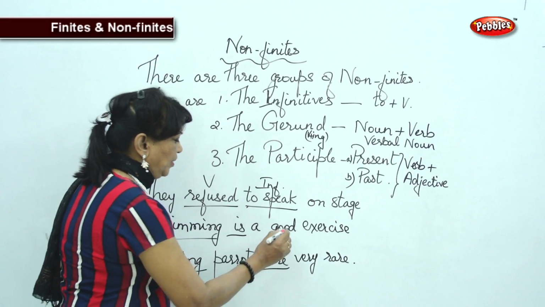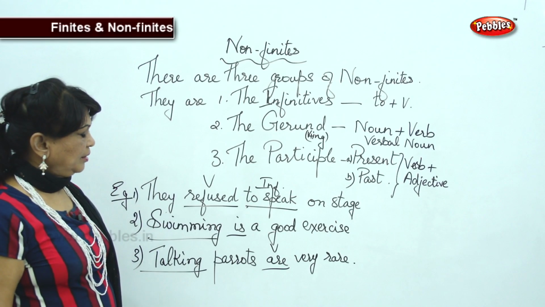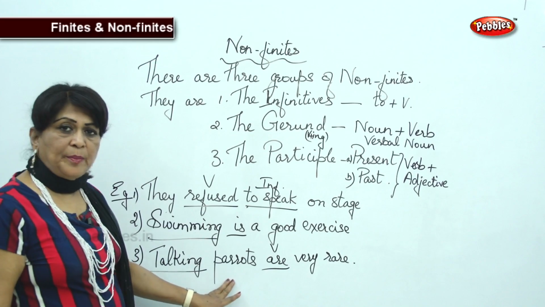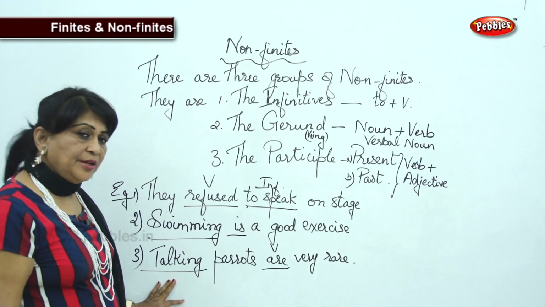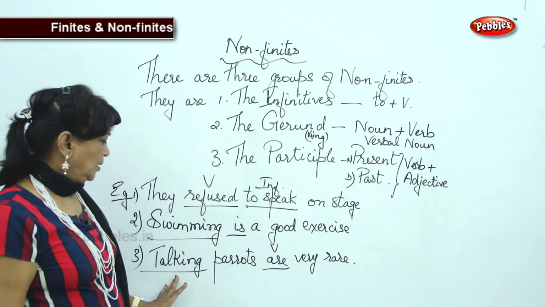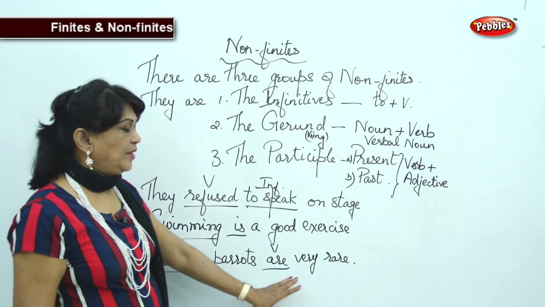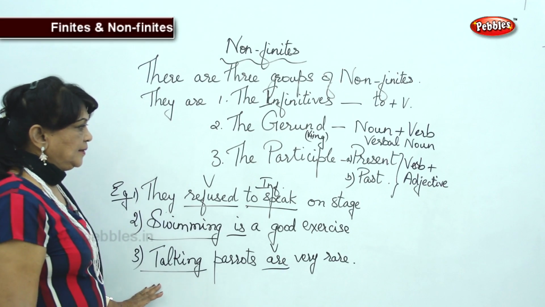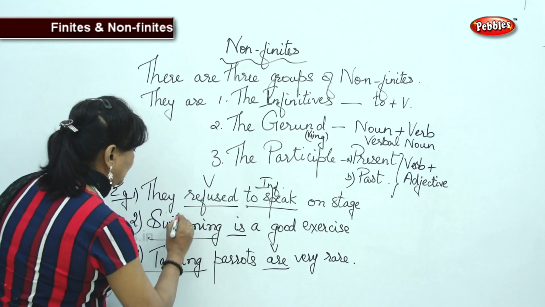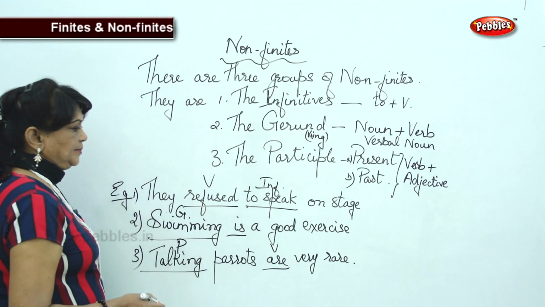Okay. Now talking parrots are very rare. "Are" is the main verb. Okay, the finite verb. Talking parrots. Now it's describing the parrots. It's acting here as a descriptive or qualifying word. So talking parrots are very rare. Here it is a participle. Okay, this is a participle, this is a gerund.